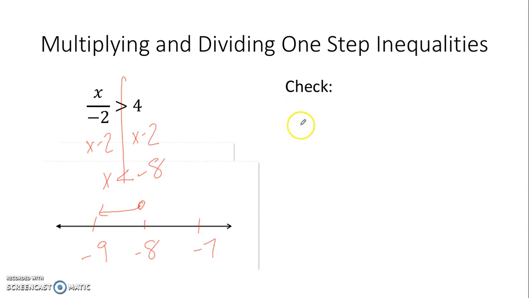To check your work, you pick anything less than negative 8. So I'm just going to pick negative 10 to make it easier, a nice even number divided by negative 2. Negative 10 divided by negative 2 is 5. 5 is indeed greater than 4.